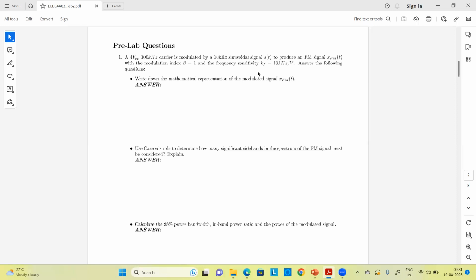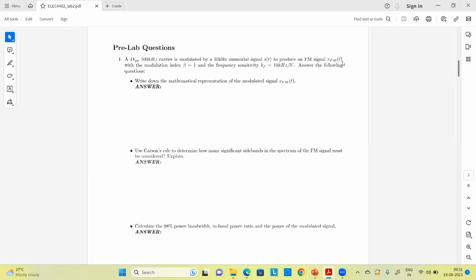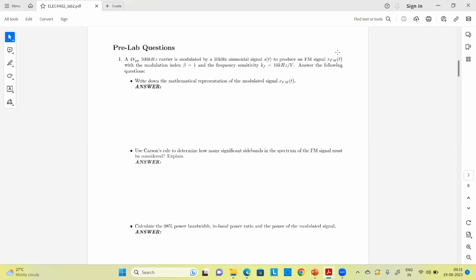No, it's clear, sir. Okay. To produce an FM signal X FM of T. Now see what they have done. Instead of giving the modulated signal S of T, they have given us X FM of T. So they have just changed the notations. That is okay. You need to know the meaning.